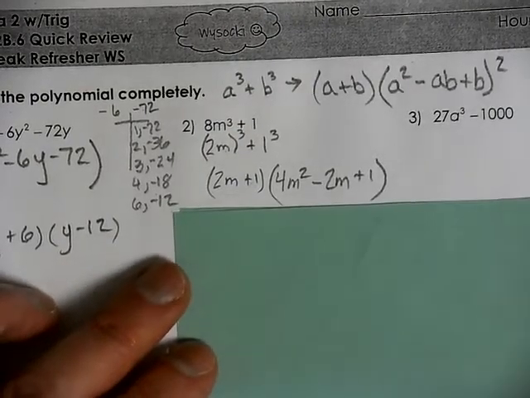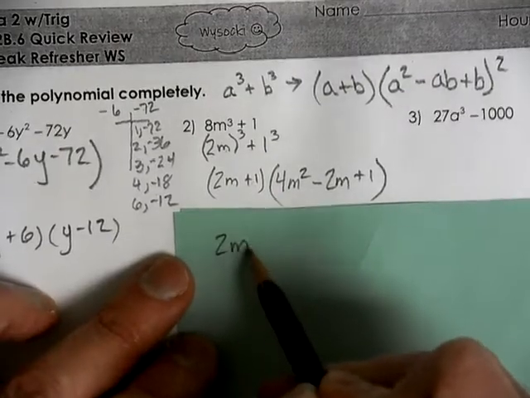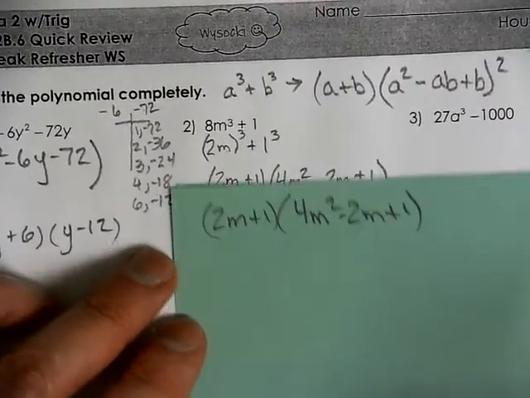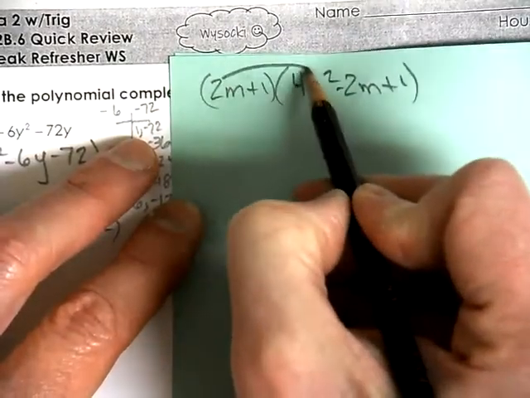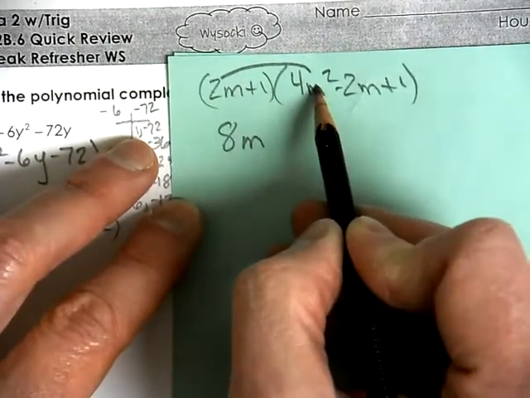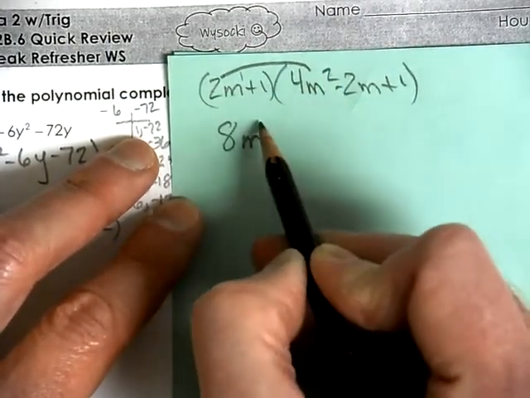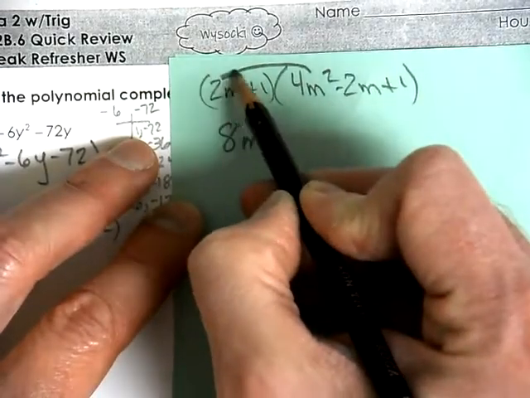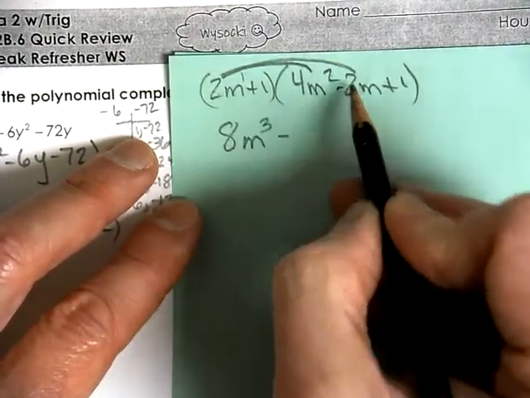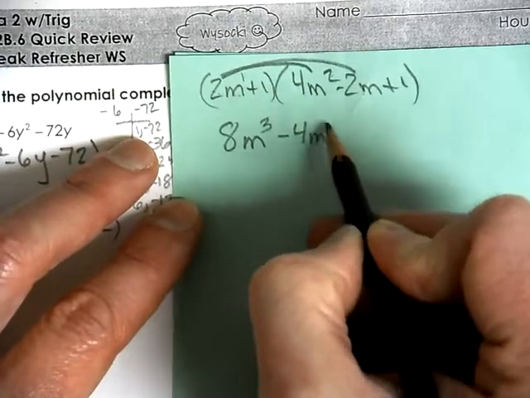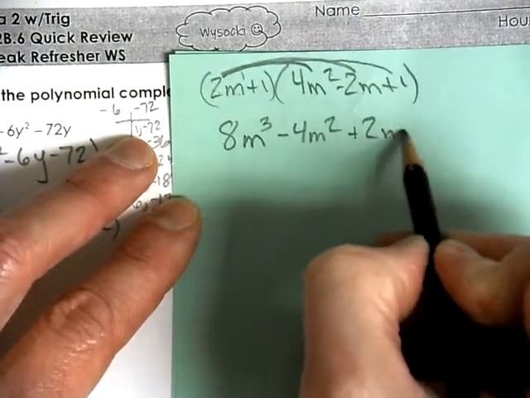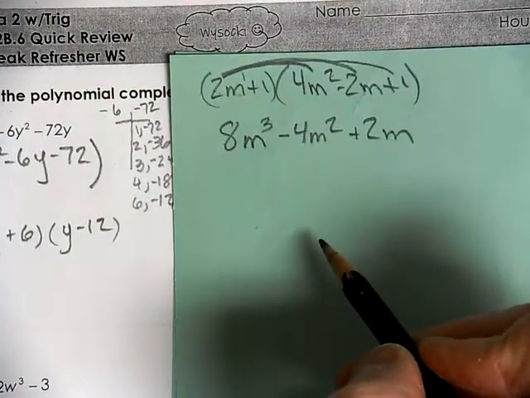You can check that work. We have 2m plus 1, 4m squared minus 2m plus 1. You can check that work by multiplying it together. 2 times 4 is 8, m times m squared. You add the exponents. 1 and 2 is 3. Then you take your 2m and you multiply the negative 2m. Gives you a negative 4m squared. And then you take your 2m and you multiply the 2. So that's not looking like what our original problem was.